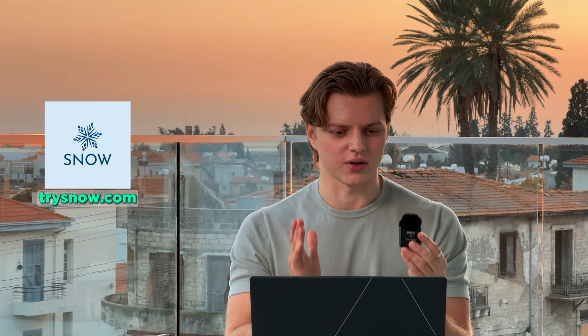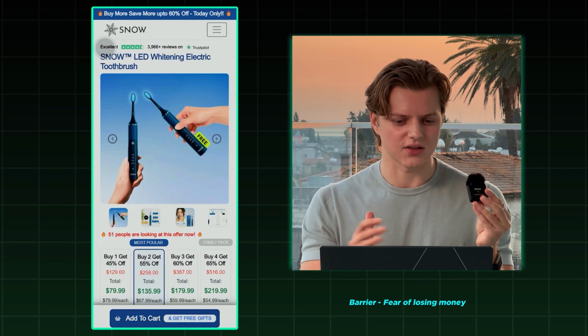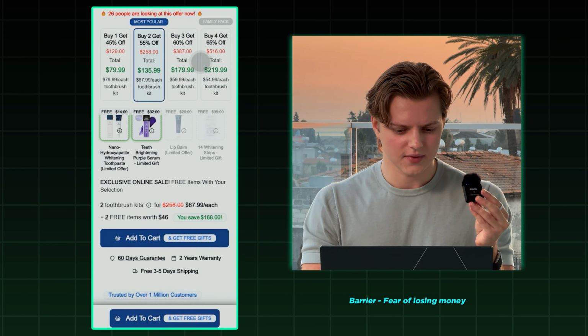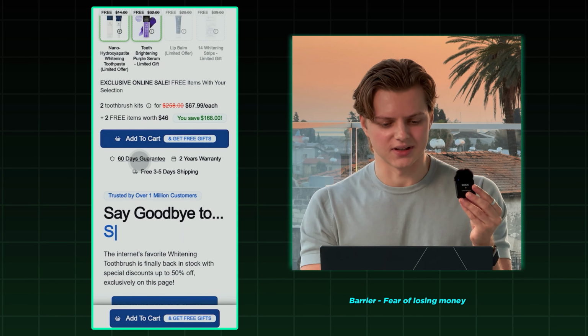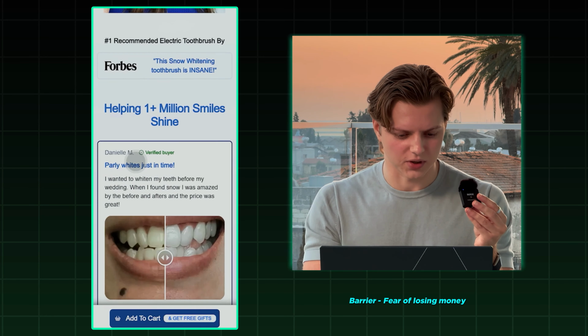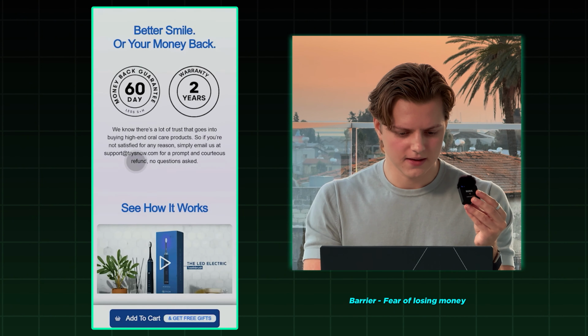The second example is Snow Teeth Whitening. This is the current landing page they are running in their ads. And let's begin with the fear of losing money, the barrier. They start the landing page with a very clear social proof statement from Trustpilot, which is very affirming. And then they have a 60 days guarantee, 2 years warranty, which helps, but these are not very big or clear.